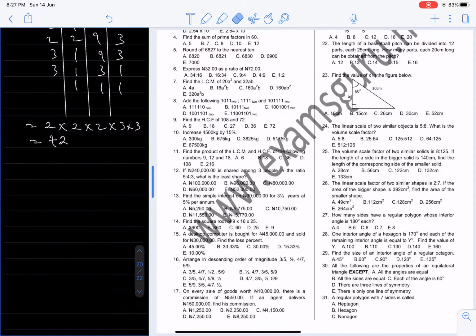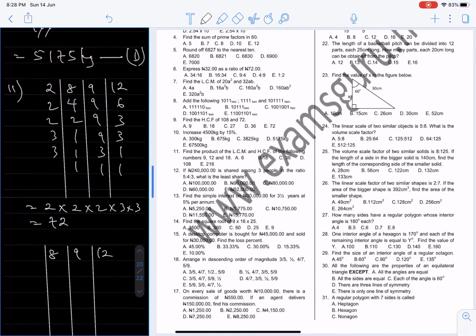And HCF, let's go for the HCF. Just a similar thing is what we do. 8, 9, and 12. For HCF, you start dividing by the smallest prime number, but in this case, it must divide all of them. And 2 will divide all of them. So we go, no, 2 will not divide all of them.